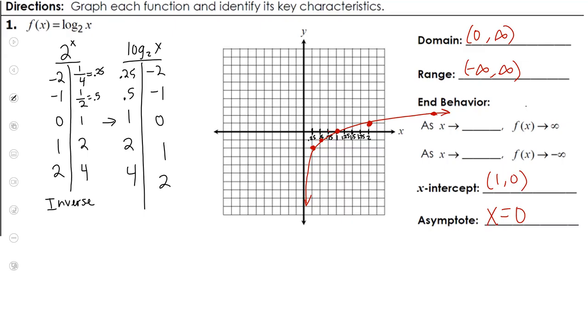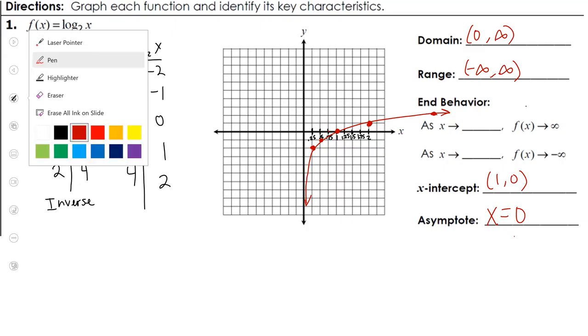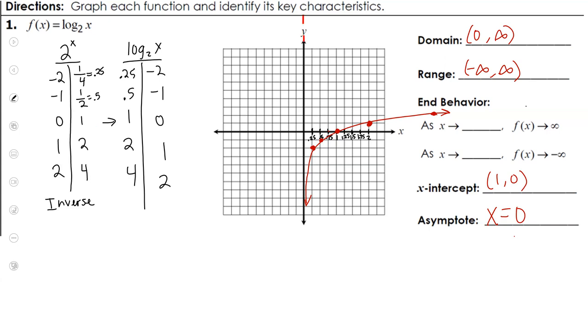Now, let's talk about the end behavior. Guys, follow my highlighter here. First, let's draw the asymptote. Everyone draw the asymptote, please. This is the asymptote right here. This is the line that'll get very close to but not touch. So guys, as my x values approach my asymptote, what's happening to the y's? Yes. So as x approaches the asymptote, it approaches -infinity.